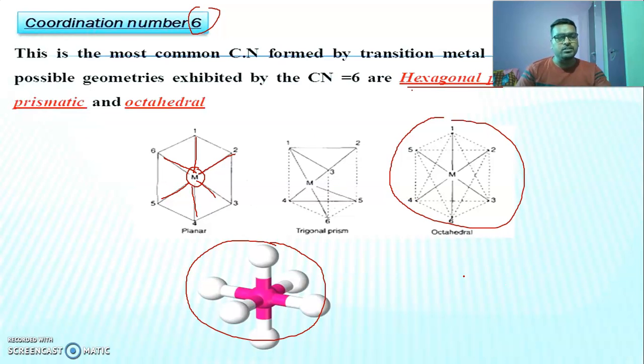Or sometimes, if the coordination number is 2, it forms linear. If there is any repulsion or any anomalous effects present around the central metal ion, then instead of linear, it forms a bent shape structure. So this is how the geometries vary.